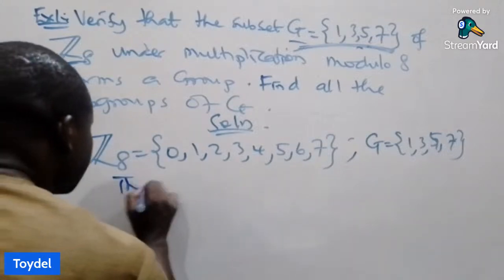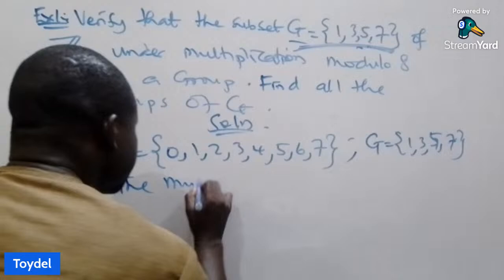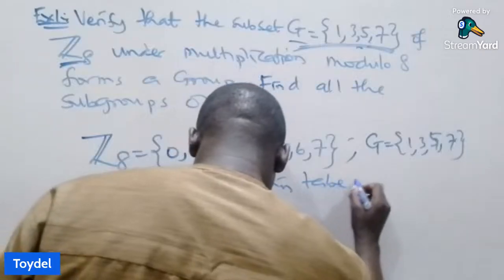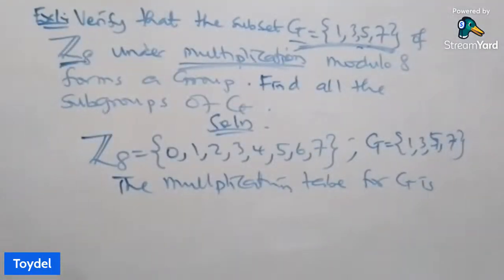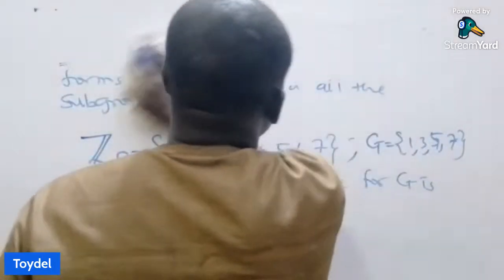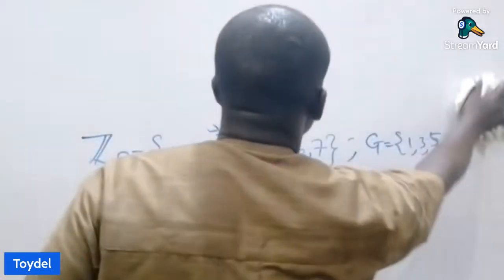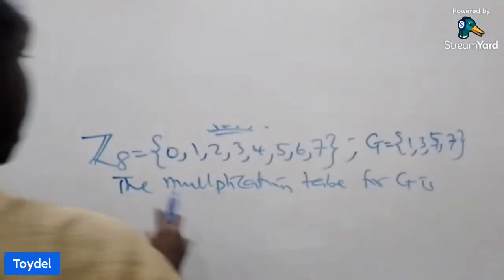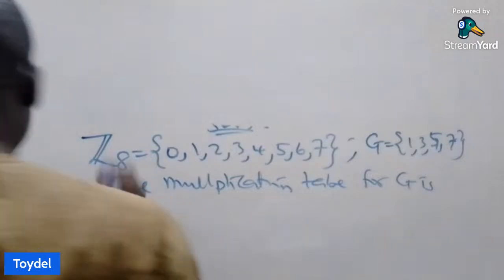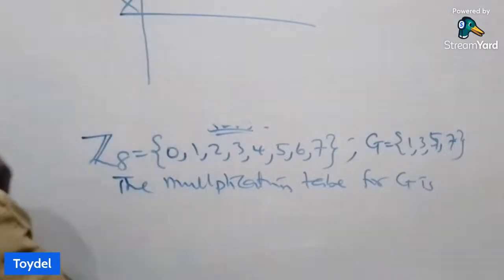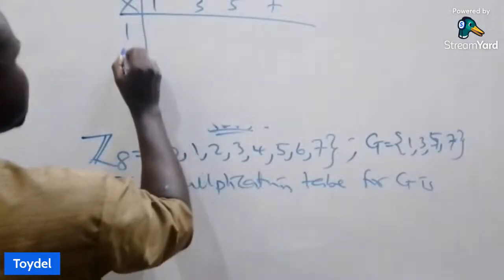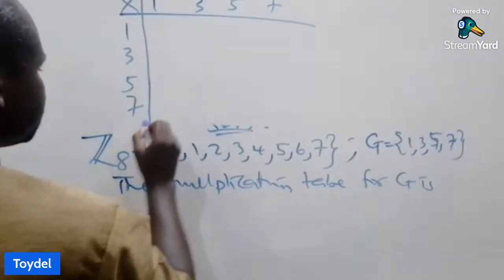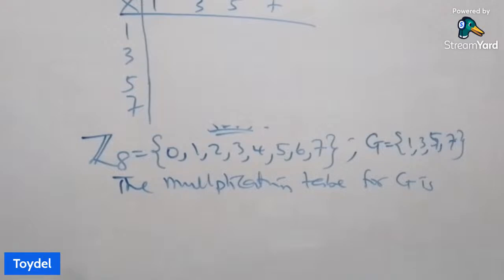So the multiplication table for G, it's under multiplication. I'm going to generate a table for G now. G is just a subset of Z8. So this is how I'm going to form the table. The binary operation is multiplication. The elements are 1, 3, 5, 7.